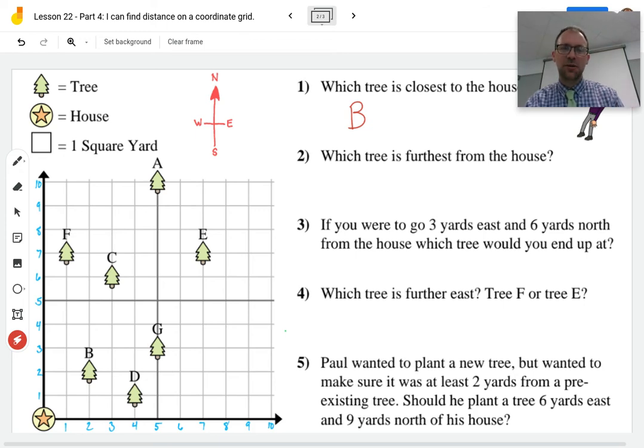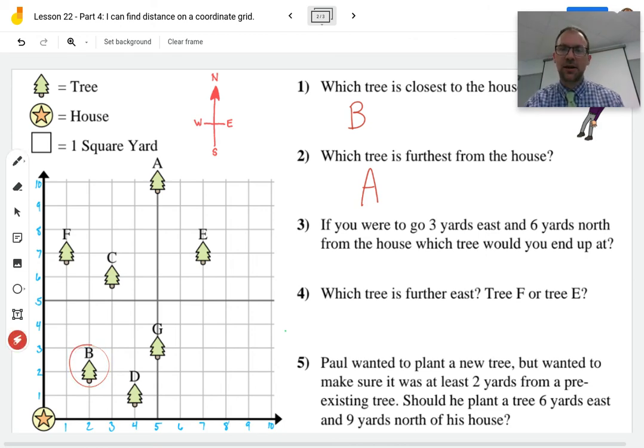Yes, it turns out that as long as you are always heading in the general direction towards a point on a coordinate grid, you are going to come up with the same distance. So back to question 2 real quick. The tree that's furthest from the house is tree A. But back to my point even quicker, let's take a look at tree B one more time.